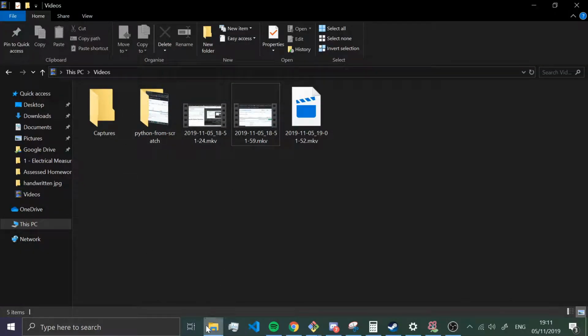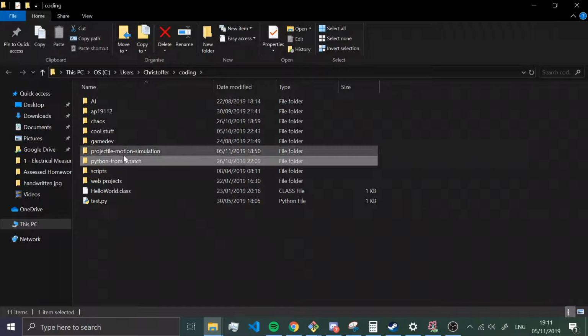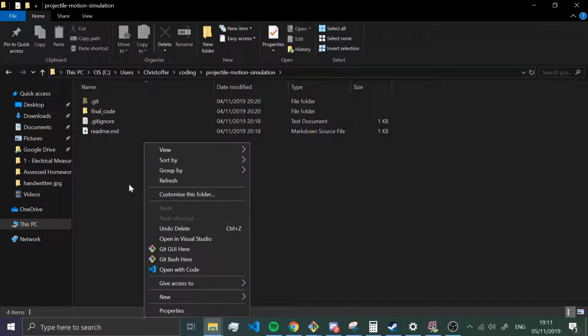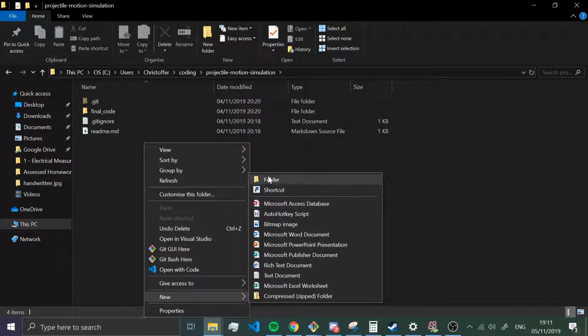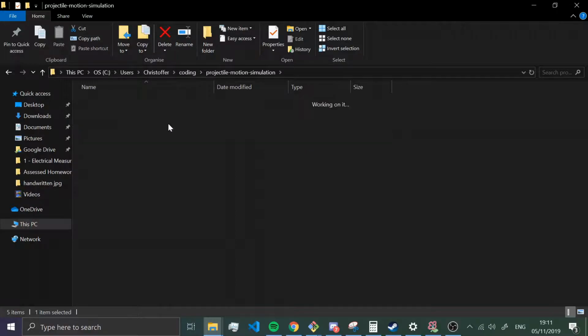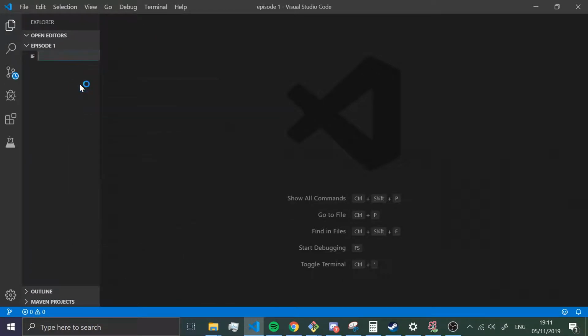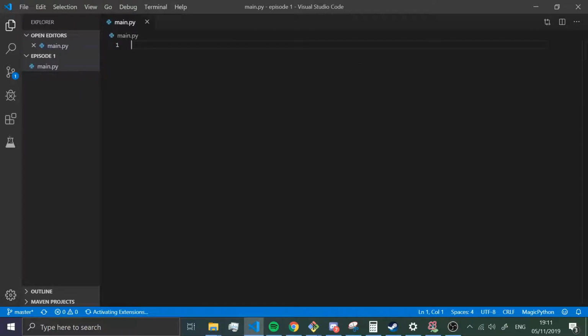So let me go to the right folder. Sorry, I'm in the wrong folder. Let's see, projectile motion simulation. And I'll make a new folder here. Call it episode 1, because this is episode 1. And I'll open up my favorite code editor, which is Visual Studio Code. So let's make a new file. I'll call mine just main.py. And let me bring up my terminal.